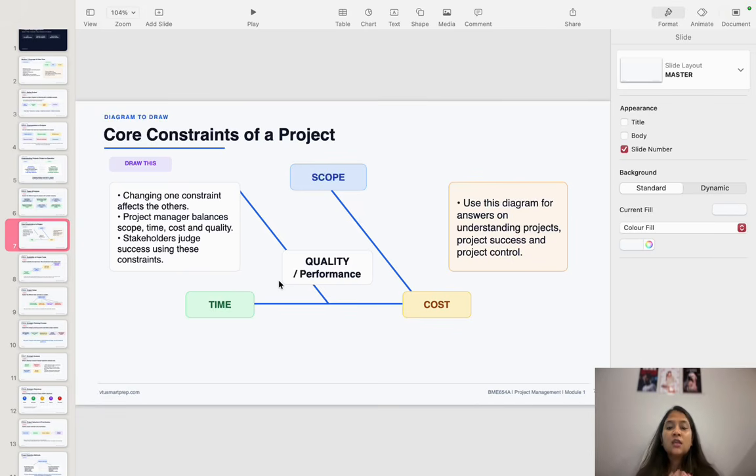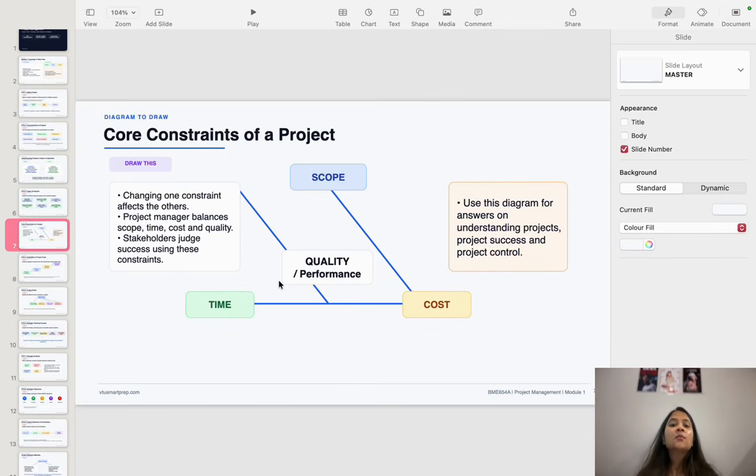A project is mainly controlled by scope. I repeat, these keywords are very important. A project is controlled by scope. First is scope, second is time, and then cost and quality or performance. Quality or performance, I am using either. So four keywords: first is scope, then time, then cost and quality. For quality, you can also use the keyword performance. So scope means what work has to be done, and time means the project completion duration.